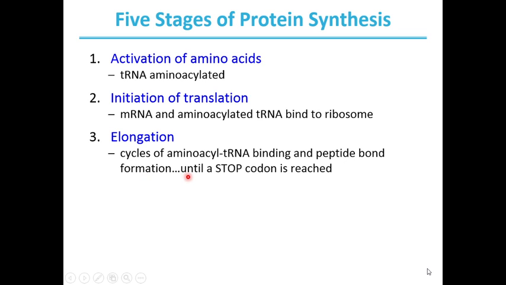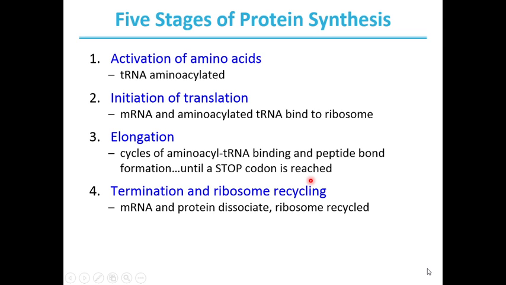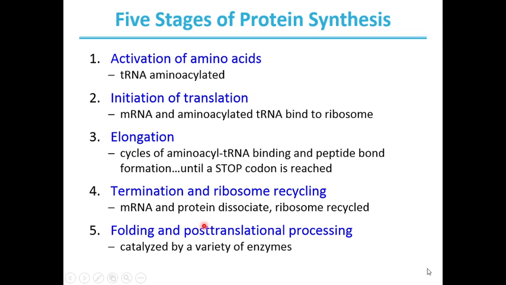Peptide bonds form until a stop codon in the mRNA is reached. And this is when peptide bond formation stops. In stage 4, termination and ribosome recycling happens. And here the mRNA and the protein that is synthesized dissociate from the ribosome, and the ribosome components are recycled. And finally, the peptide that is formed is folded and sent to various organelles for post-translational processing.